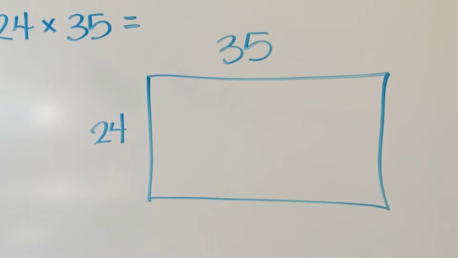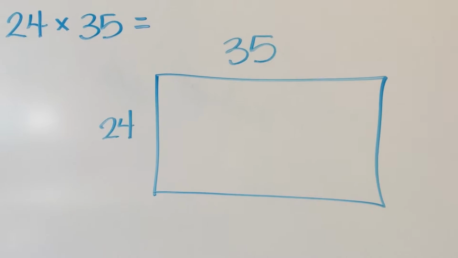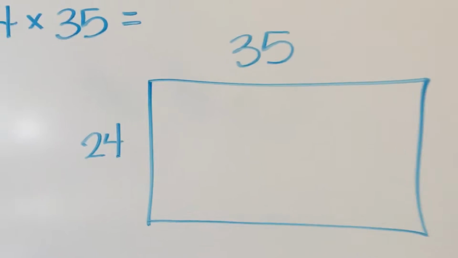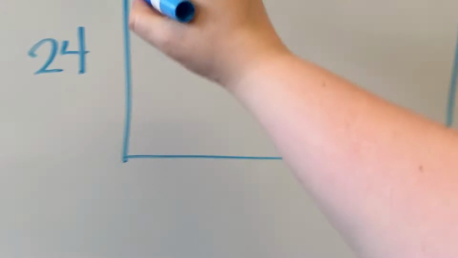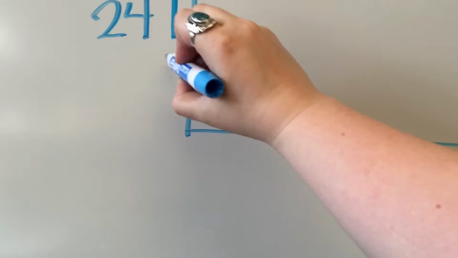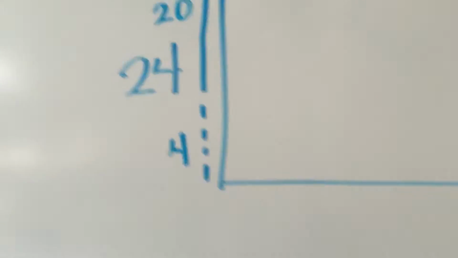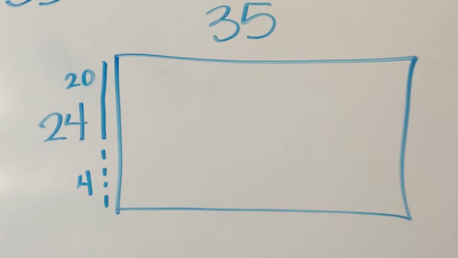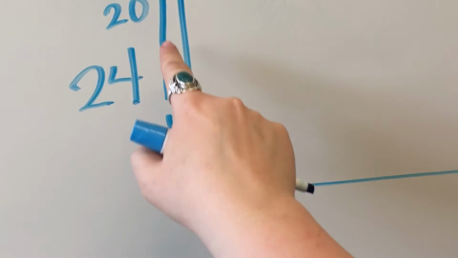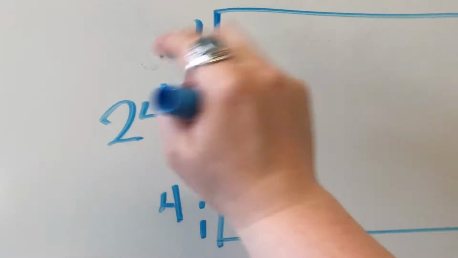This would be my side with 24, and this would be my side with 35. Now the key with this strategy is to break those into friendly numbers. So let's say if 24 is the total, let's say that this much is 20, and then I have 1, 2, 3, 4 down here. And I'm going to label those so my teacher knows what I'm thinking. And let's cut that 20 apart and make it 10 and 10.